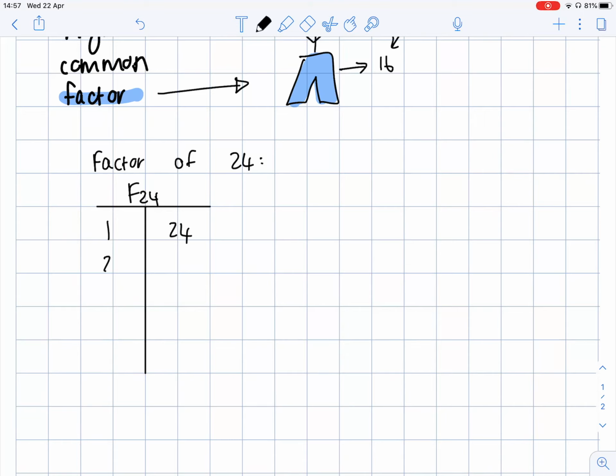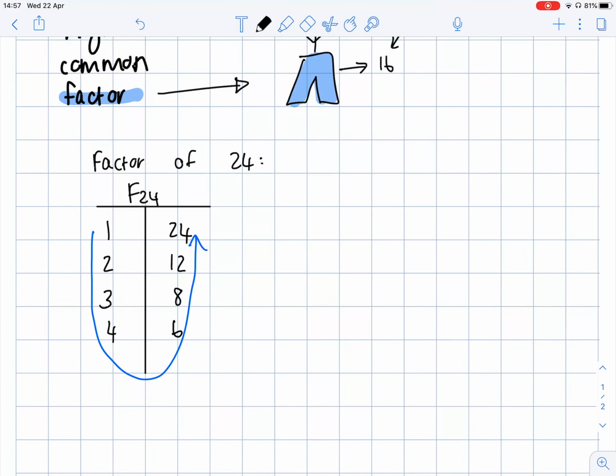Second number that can go in is 2. 2 times what gives me 24? It is 12. Can 3 go in? Yes, it can. 3 goes in 8 times. Can 4 go in? Yes, it goes in 6 times. Can 5 go in? No, so we don't write down 5. Can 6 go in? Yes, but I've already written 6, so I don't need to write it again. And ultimately, you'll see that it's in ascending order in a U shape if you write it like that.